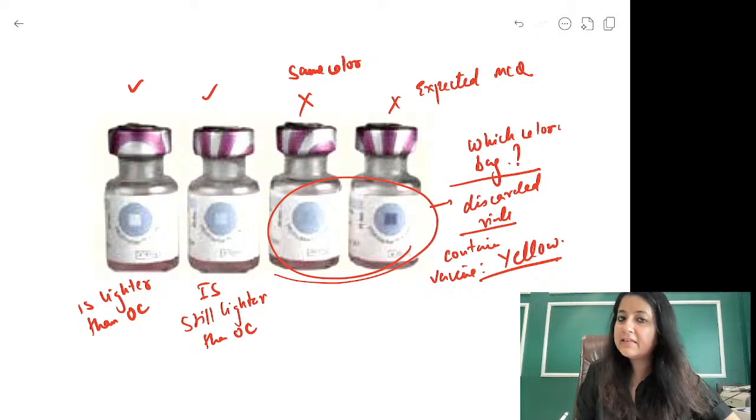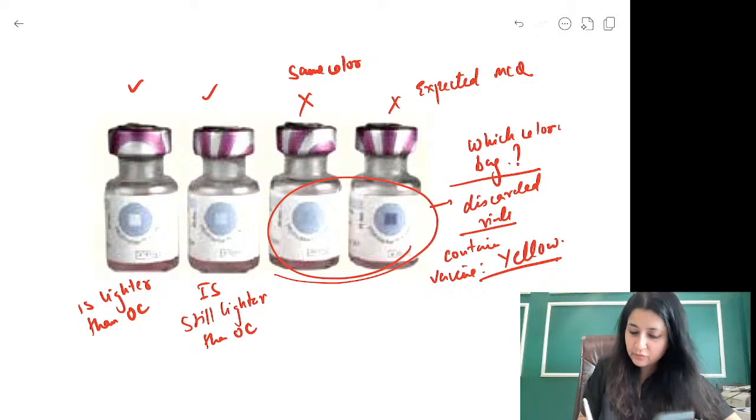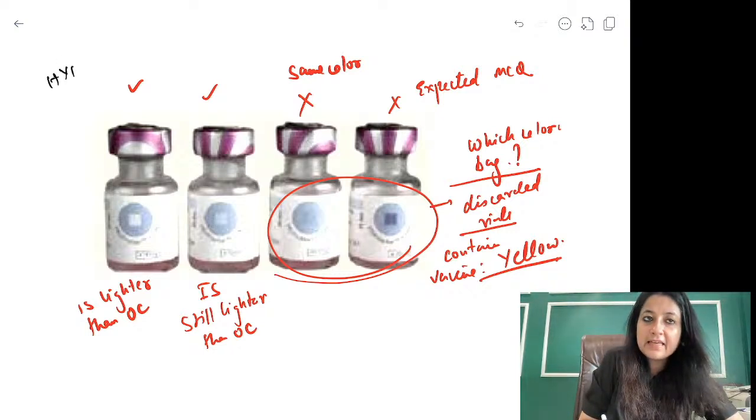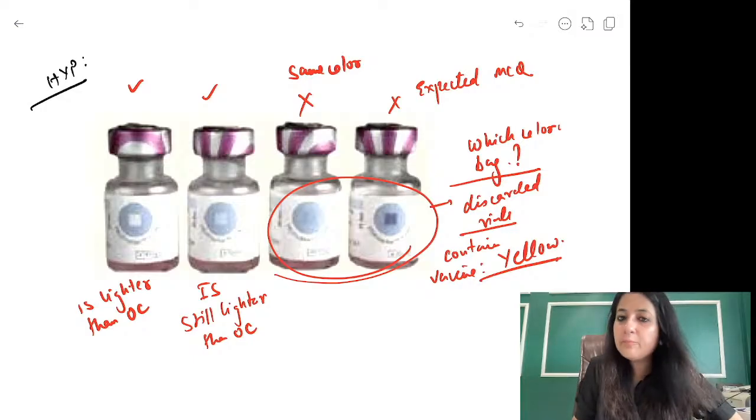You will discard in a yellow bag. But let me give you a buzz question over here, a high yield point. What is the high yield point over here?